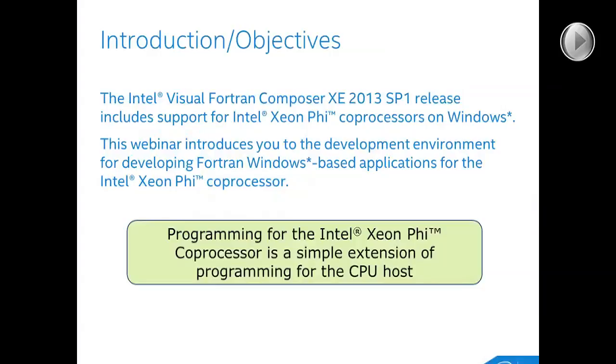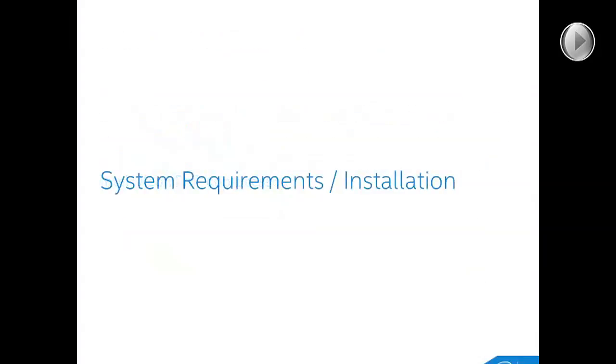So the support for the Intel Xeon Phi coprocessor on Windows was introduced in the Intel Visual Fortran Composer XE 2013 Service Pack 1 release. And in this webinar, I'm going to introduce you to the development environment for developing Fortran Windows-based apps that target the Xeon Phi coprocessor. My objective is to demonstrate to you that programming for the Xeon Phi really is a simple extension of programming for your CPU host.